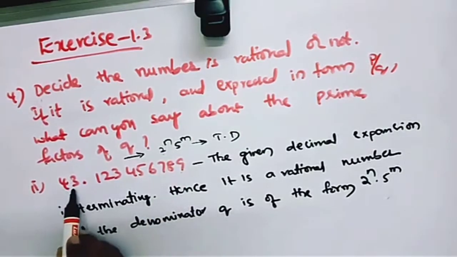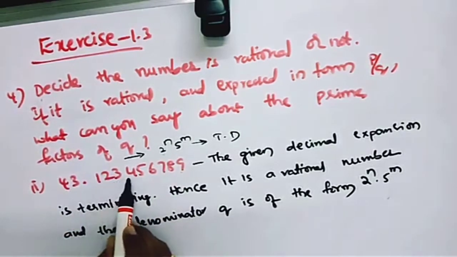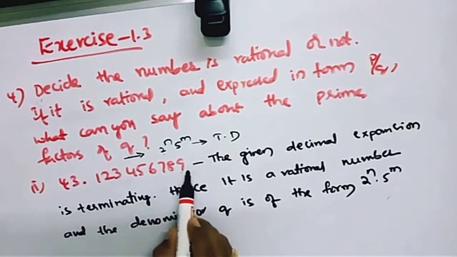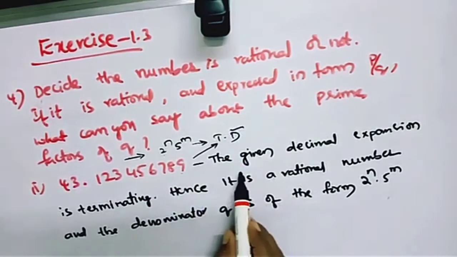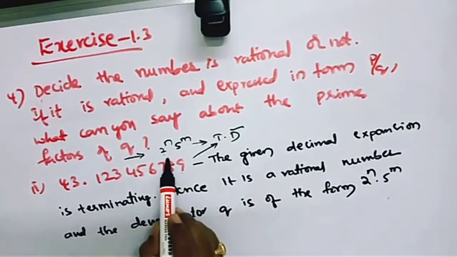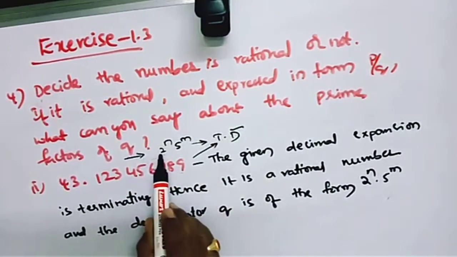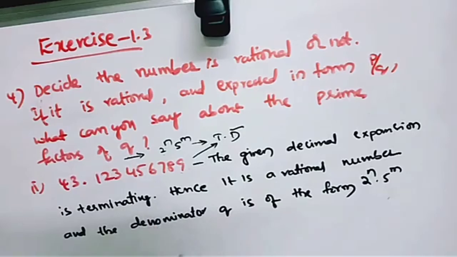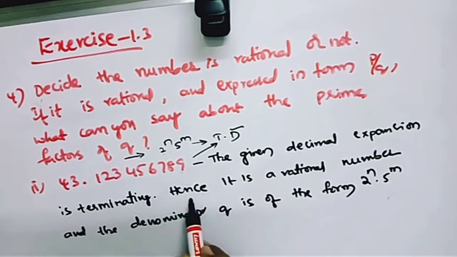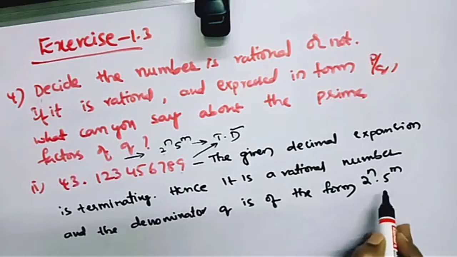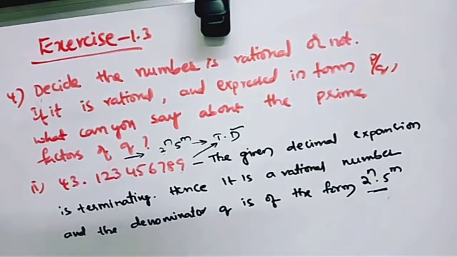See, the question is 43.123456789. So the answer ends here. So it is a terminating decimal. So the denominator is in the form of, then q is in the form of 2 power n and 5 to the power of m. I wrote that only. The given decimal expansion is a terminating decimal. Why? Because here the answer ends. Hence it is a rational number, and the denominator q is in the form of 2 power n and 5 to the power of m.